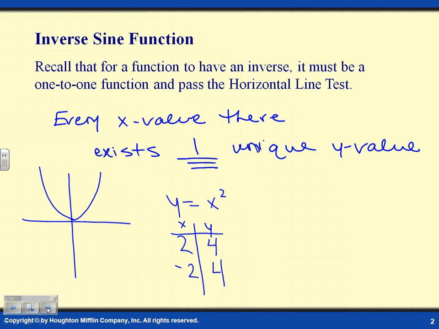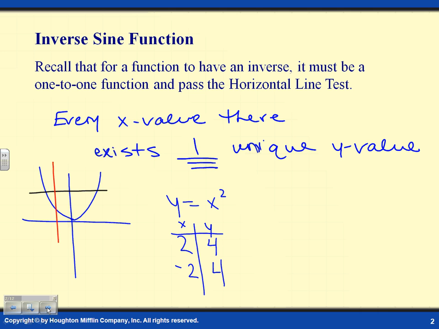So remember the horizontal line test? The horizontal line test said that if it crossed it in 2 places, then it was not a one-to-one function. Do you remember the vertical line test? The vertical line test said if it crossed it in one spot, then it was a function. Y equals x squared is a function, but it's not a one-to-one function. Do you remember this, yes or no? We took the test of this a long time ago. Okay? Recall that for a function to have an inverse, it must be one-to-one and pass the horizontal line test.